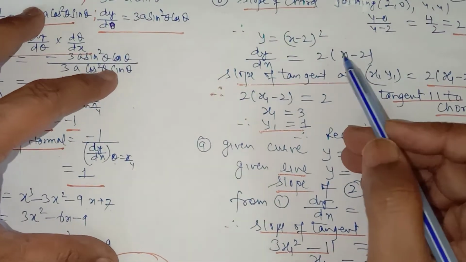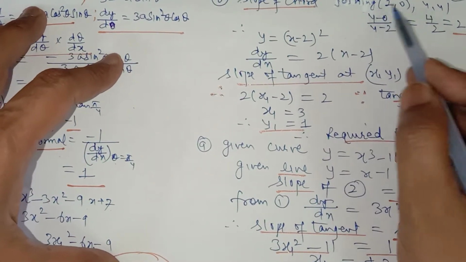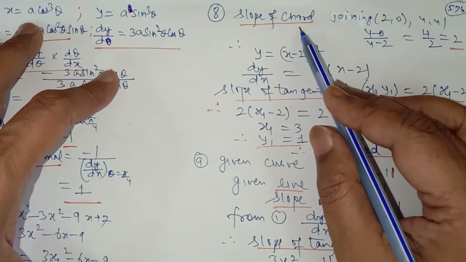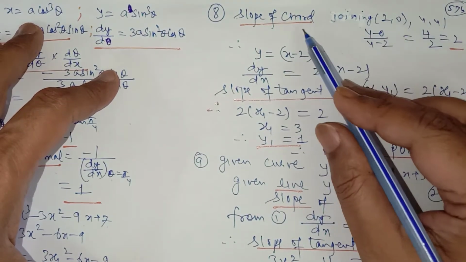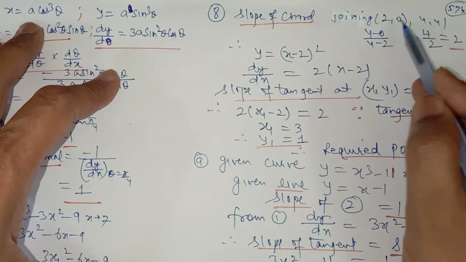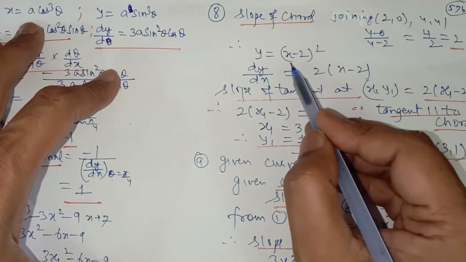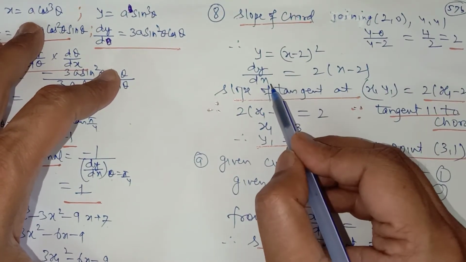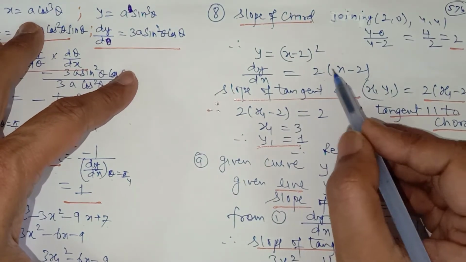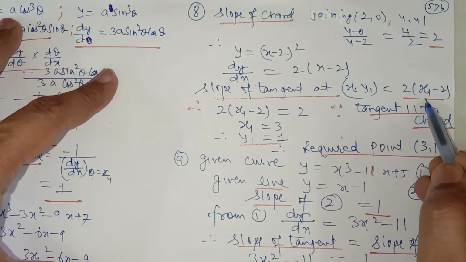Now it is given in question number 8 that the tangent to the curve is parallel to the chord joining these two points. So now you can easily find the slope of the chord. It is y2 minus y1 upon x2 minus x1. This is the slope of the chord. Now the curve is given, you differentiate it, and you can easily find the slope of the tangent at the point x1, y1 by replacing x by x1. Now this is the slope of the tangent to the curve.